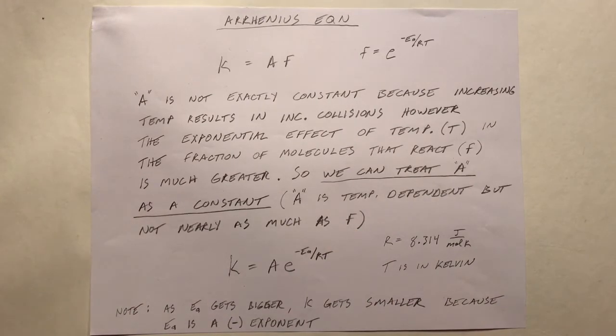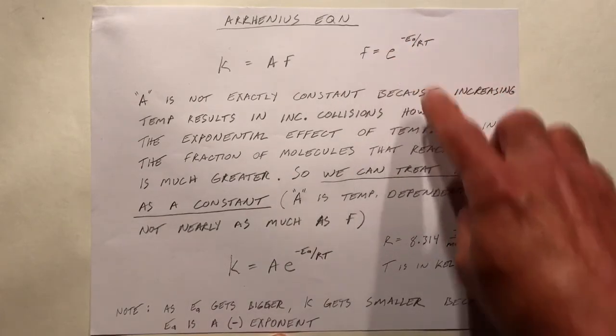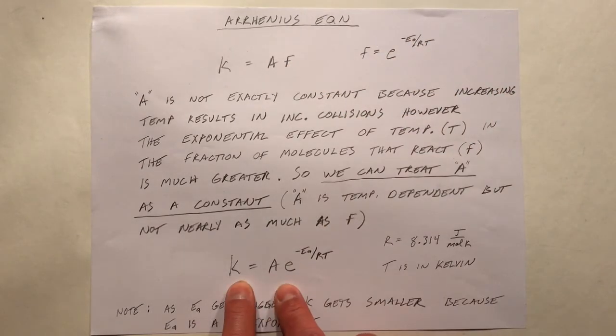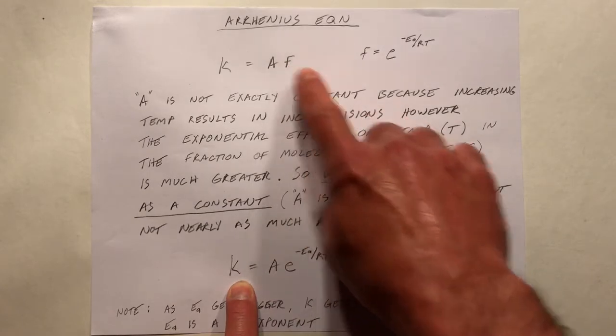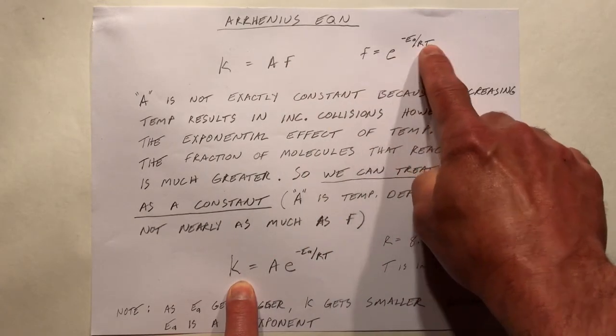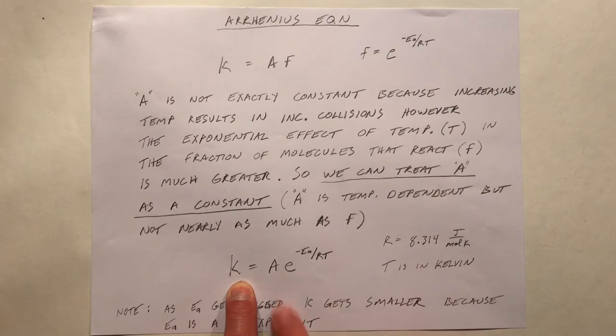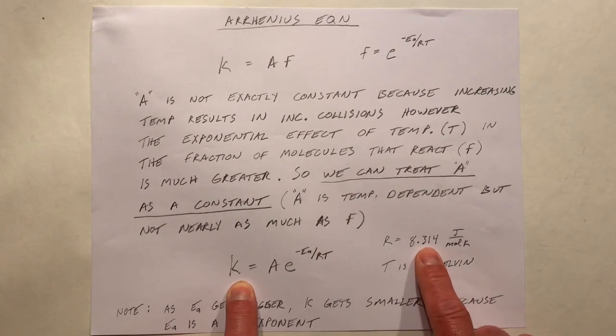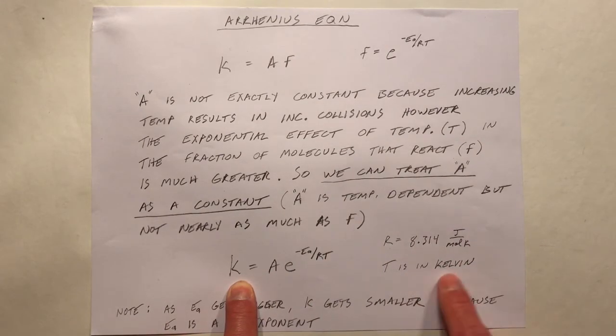That's important. So let's go ahead and substitute this expression in for f. This equation becomes this equation, right? Instead of using f here, we use e to the negative Ea over RT power, where R is equal to the ideal gas constant, expressed this way, and temperatures in kelvins.